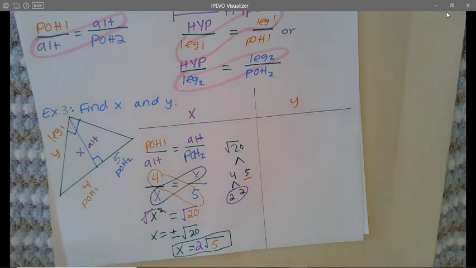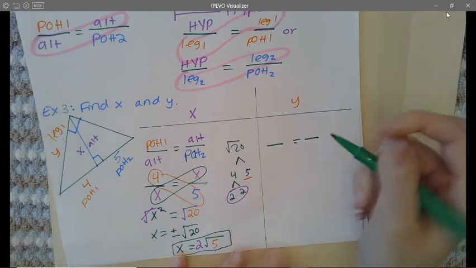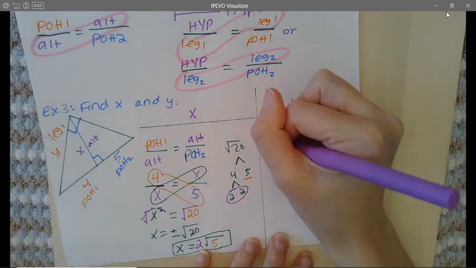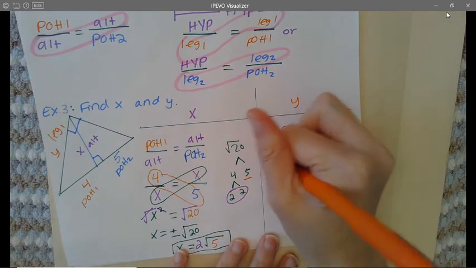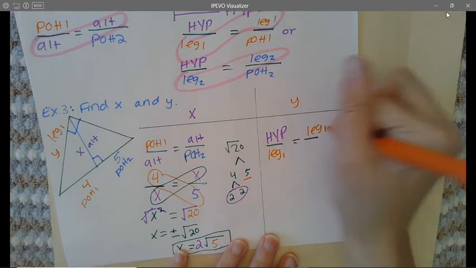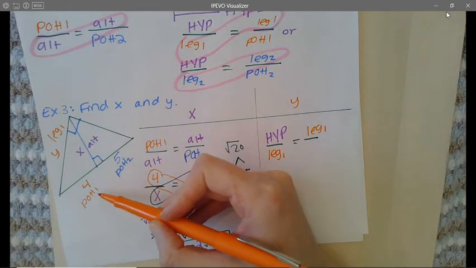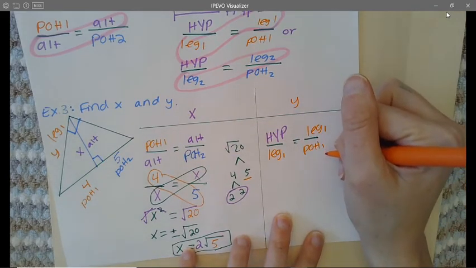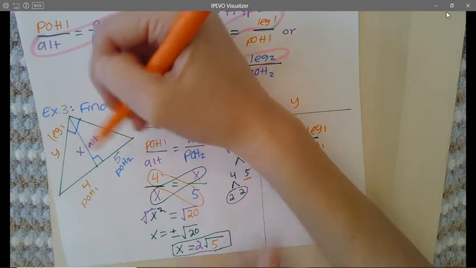Okay, so my formula is going to be, we're going to have the hypotenuse, so the entire hypotenuse of the big triangle. So hypotenuse over leg 1, which is going to be our y, equals leg 1 over the piece of the hypotenuse that's closest to leg 1, which in this case is POH1. Okay, so remember, leg 1 goes along with POH1. Leg 2 goes along with the piece of the hypotenuse closest to it, which is POH2.